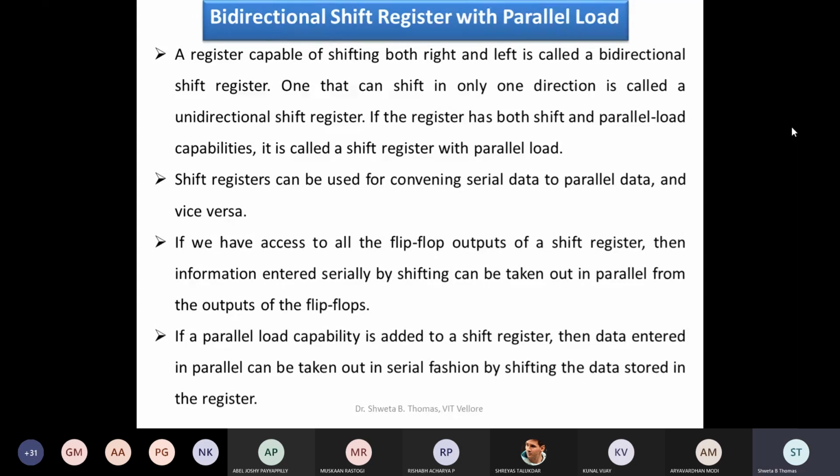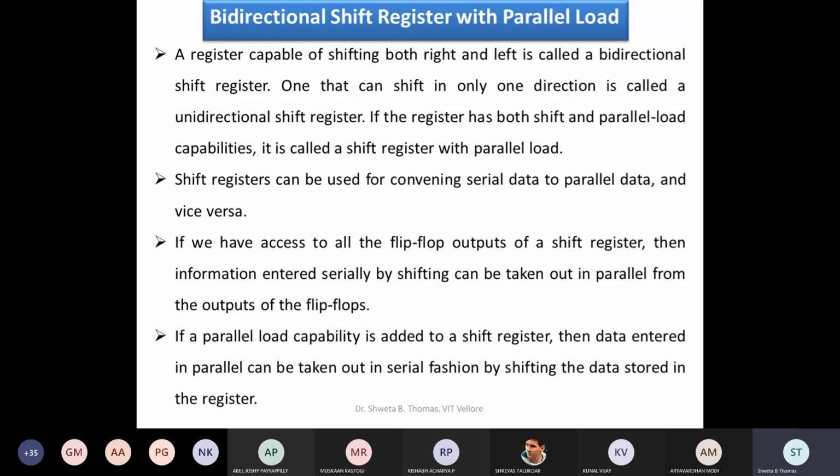As I told you earlier also, the shift register can work as a right shift or left shift, and both can be done together. So this bidirectional shift register with parallel load means here we will have three operations together: right shift, left shift, as well as parallel load operation. Since we have parallel load also, we are able to see all the outputs parallelly. Shift right means the shift will happen towards the right. Shift left means the shift will happen towards the left. So this is the case of bidirectional shift register with parallel load.